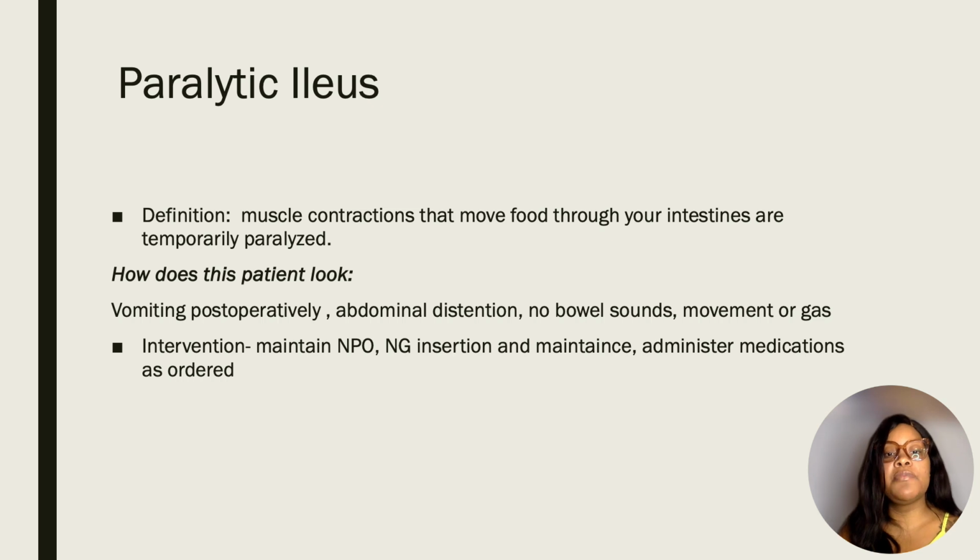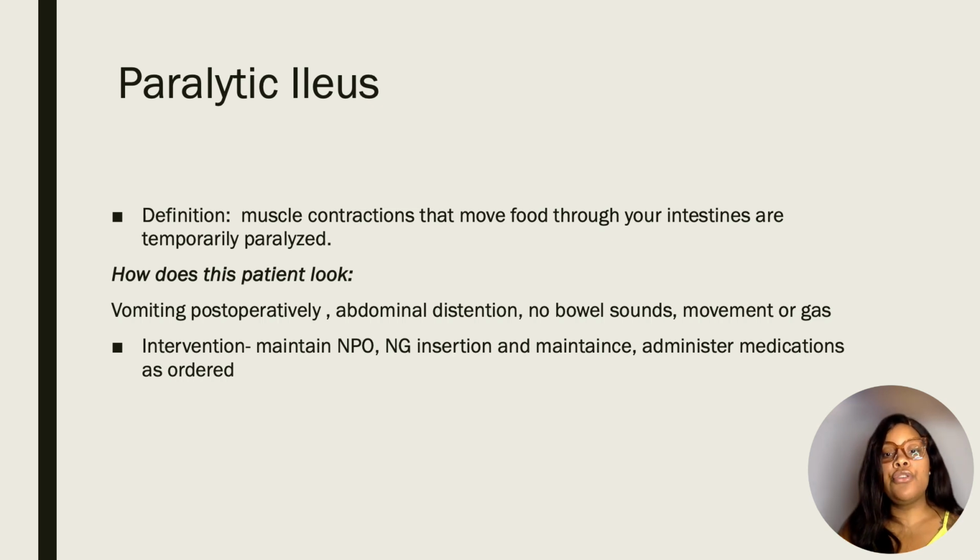So how does this patient look? They will be vomiting post-operatively. They will have abdominal distension. They will not have any bowel sounds or bowel movements or gas. So what are we going to do if a patient has a paralytic ileus? They're going to be on an NPO diet, right?